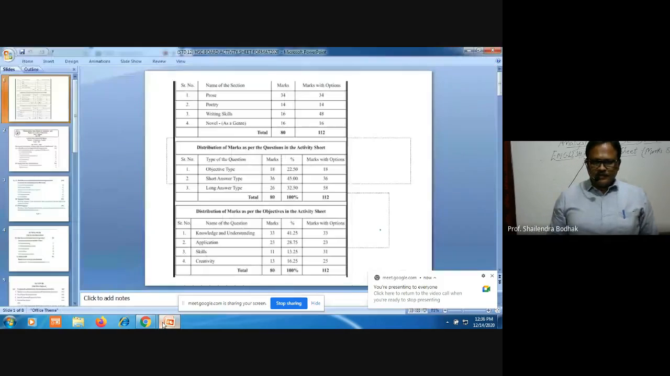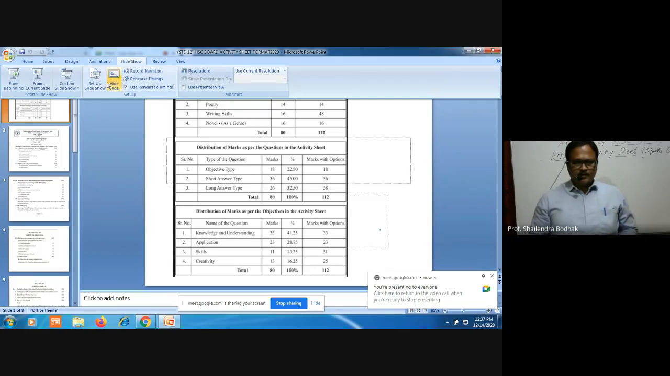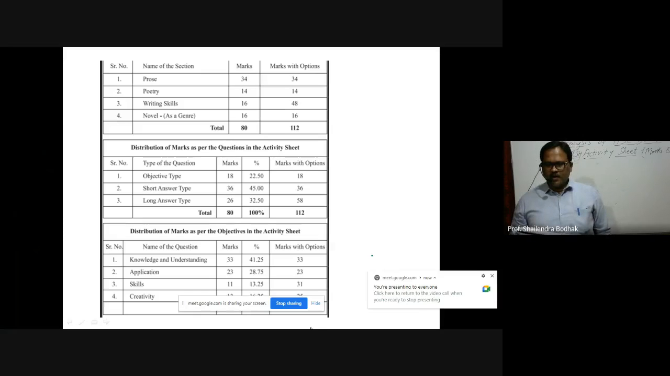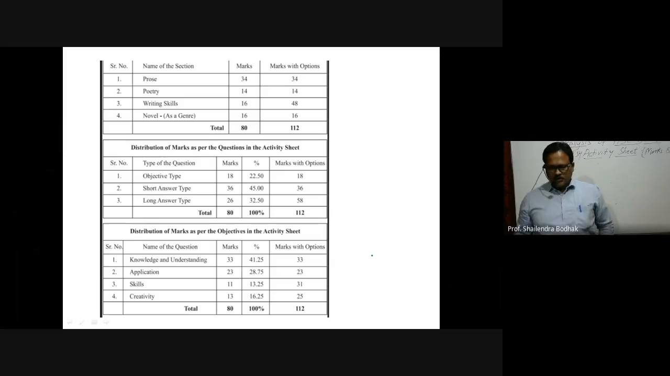We are dealing with English text, so maximum portion or the lessons, whether it is prose, poetry, or writing skill section or the novel section. Okay, maximum all are covered.